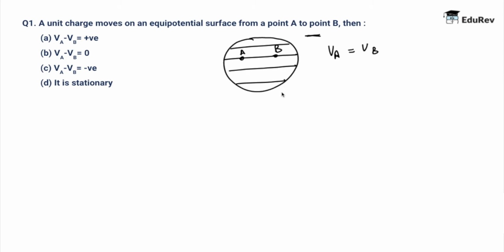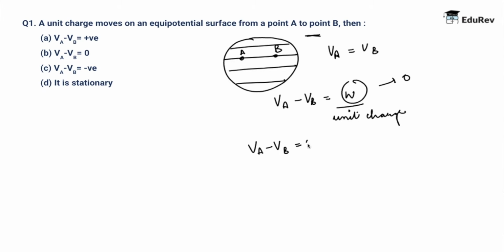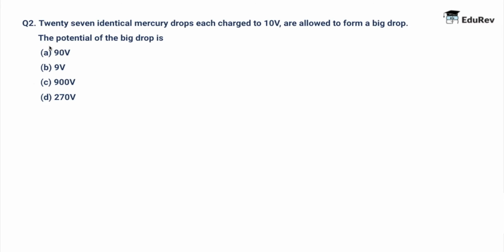Hence, no work is actually required to move a unit charge from one point to another. That is, VA minus VB is equal to the work done on the unit charge. Correct? So, as the work done is 0, VA minus VB equals 0. Correct? So, VA minus VB is nothing but 0. Let's move to question number 2.